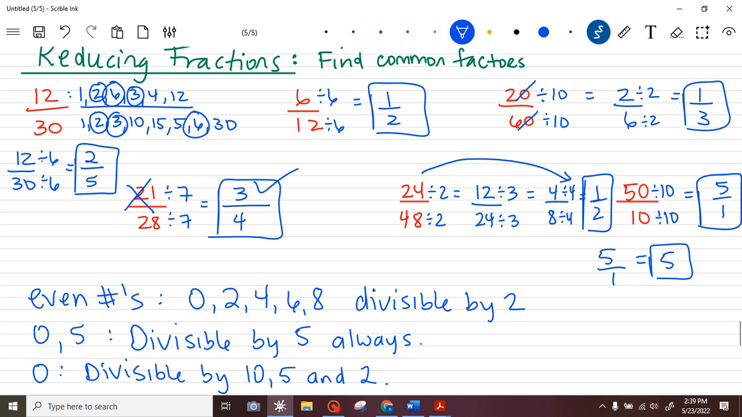So always reduce your fractions and simplify. When you have a number ending in 0, 2, 4, 6, or 8, it's always divisible by 2. 0 and 5, you can always divide out 5. And then if it ends in a 0, then for sure it's divisible by 10, 5, and 2.